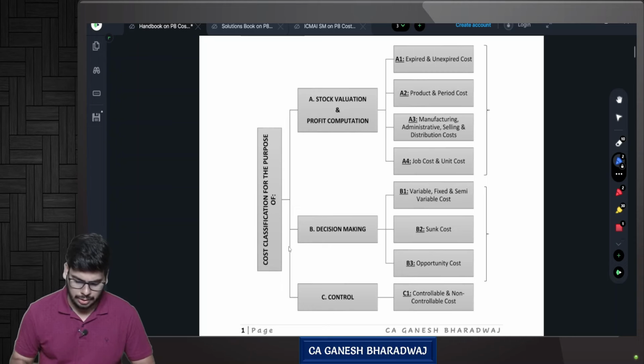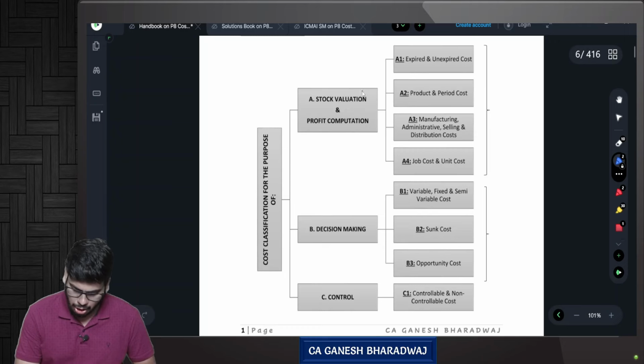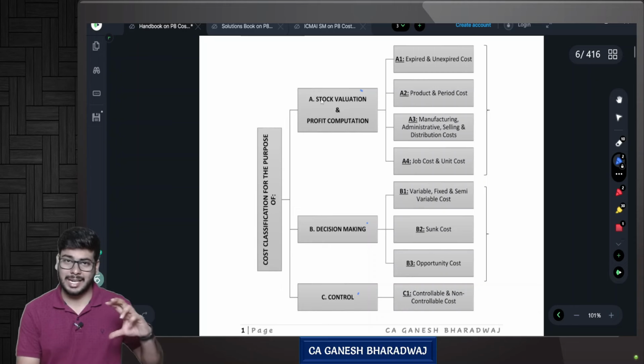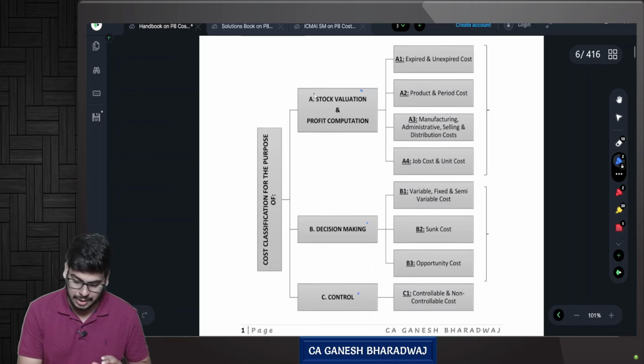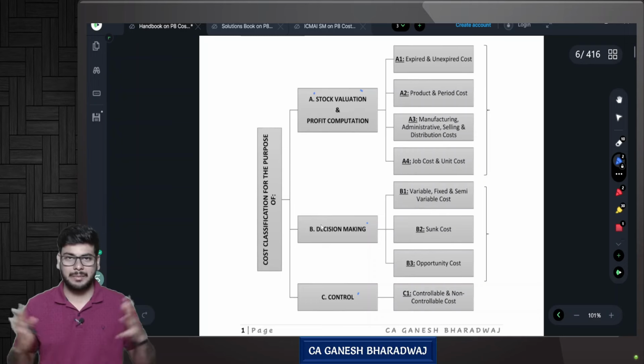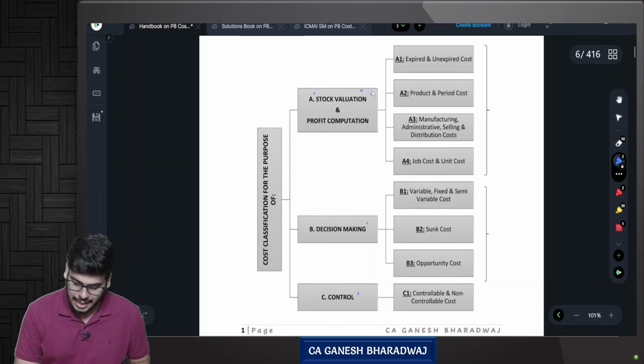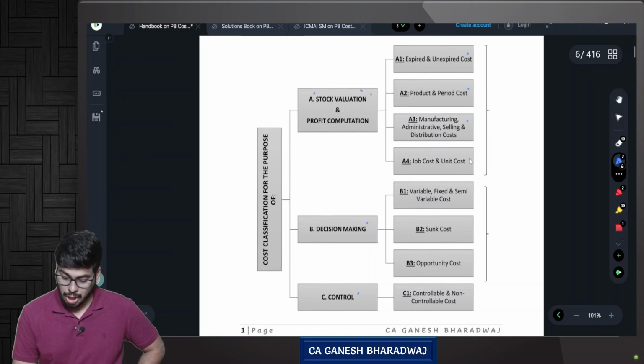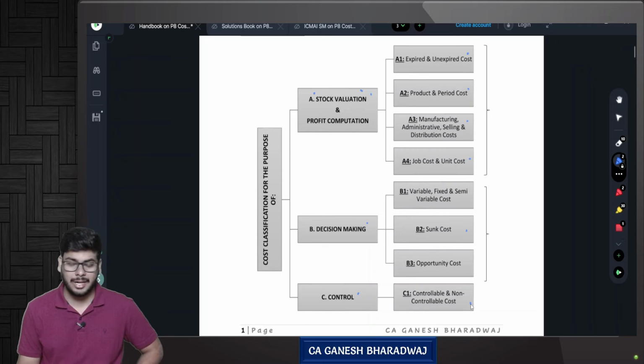Yes. Now, cost classification for the purpose of stock valuation, profit computation, decision making, control. So I'm saying cost classification can be done for the purpose of three objectives, A, B and C. It can be done from three angles, and under A, cost can be classified into expired cost, unexpired cost. A2 is product cost, period cost. A3 is manufacturing, administrative, selling and distribution cost, job cost and unit cost. And under decision making, it can be classified into variable, fixed, semi-variable cost, sunk cost, opportunity cost. And under control, it can be classified into controllable and non-controllable cost.